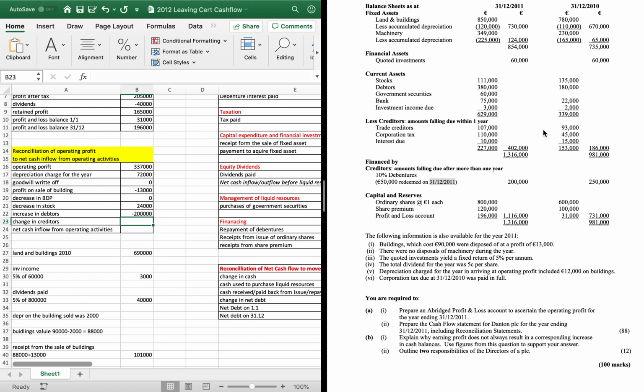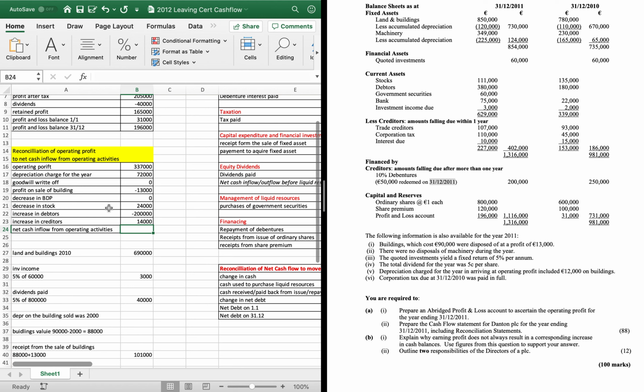Creditors have gone up. So an increase in creditors is an increase in cash. We bought more goods, but we didn't have to pay for them. So as creditors go down, you pay them off. As creditors go up, your cash position improves. So an increase in creditors of 14,000 will increase your cash by 14,000.